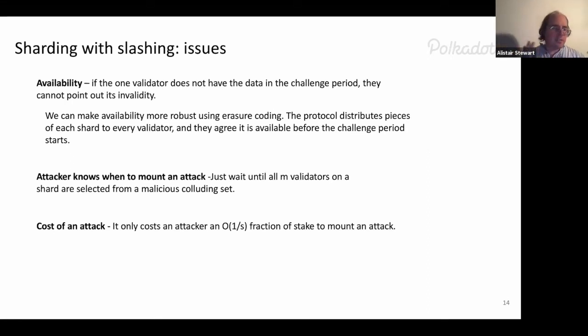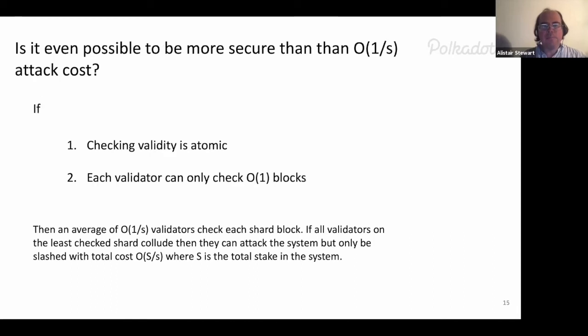Whereas if we have 2/3 honesty for the whole system, it costs us 1/3 of all staked things to attack the system. And this is much smaller. And so is it actually possible to get more than this, to get an attack bigger than this? Well, not really. So basically, if everyone, if checking validity is atomic, so if we either check a shard block or we don't, and in order to check it, we have to have the entire block.